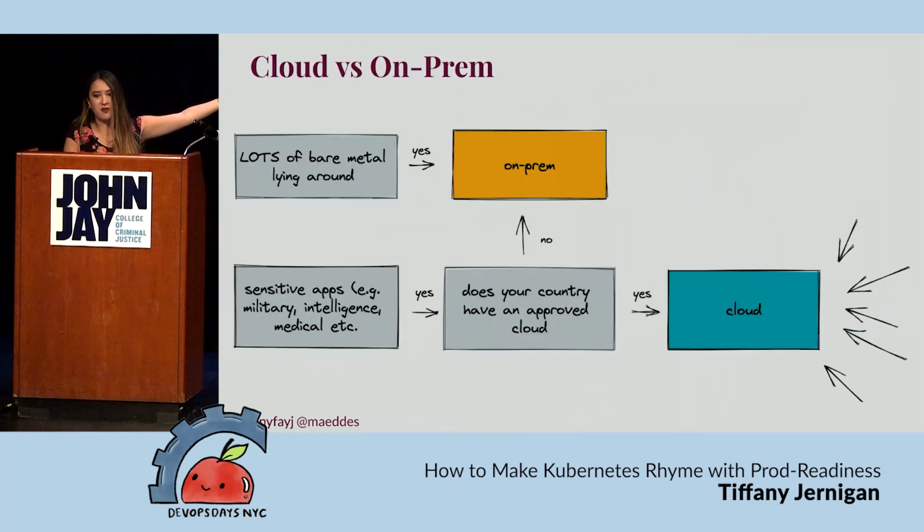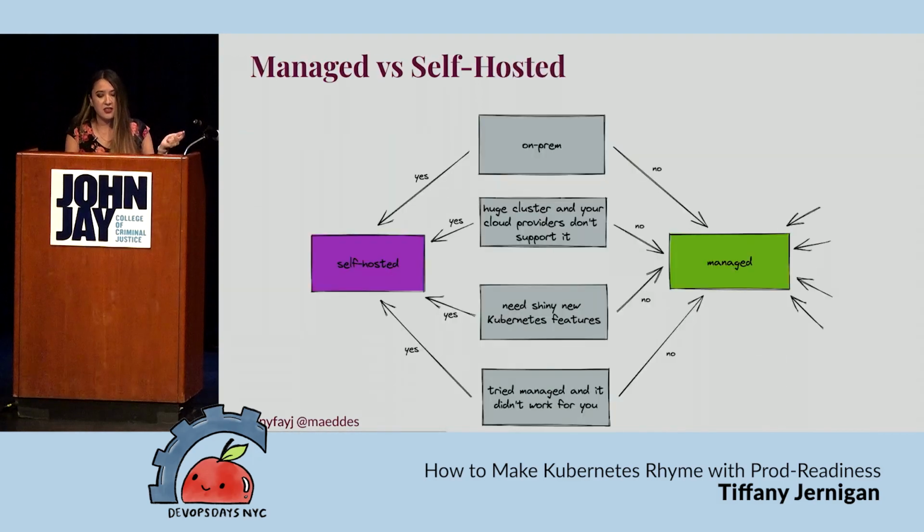There's a decision you'll have to make, for instance, between, hey, do I want to run in the cloud or do I want to run on-prem? Here's a quick decision tree for that, which I guess I also talked too slowly about earlier. For instance, you have a lot of bare metal that you want on-prem, and if you have sensitive apps, and if your country has a provider cloud, then you can use the cloud. Otherwise, you'll also have to go on your own. Then there's the concept of, do I use managed or self-hosted? There's a whole bunch of decisions you're going to have to make on that as well.